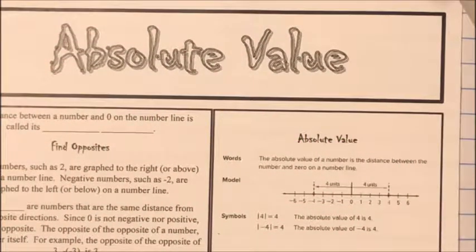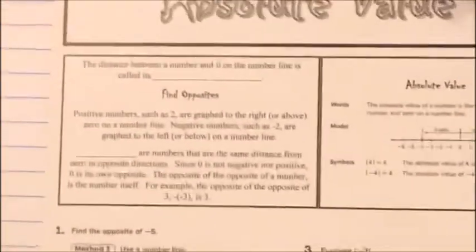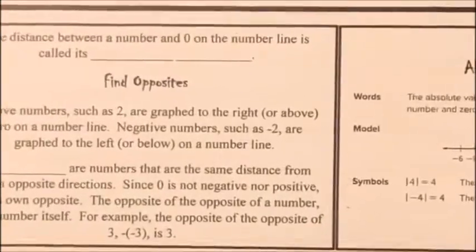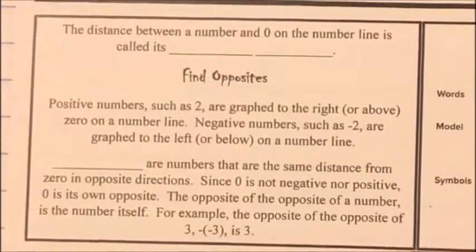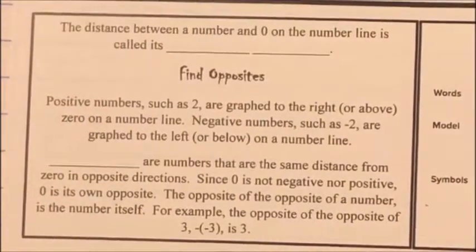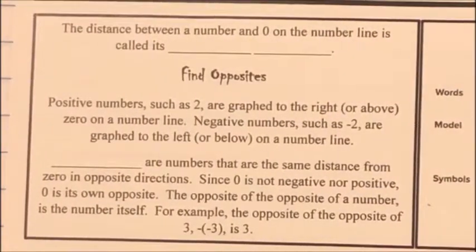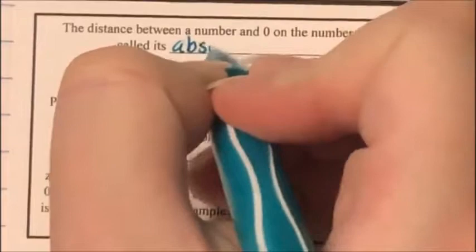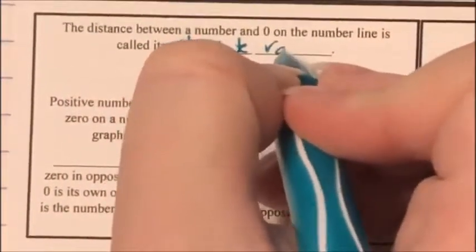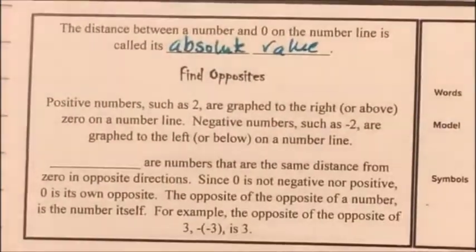This is Chapter 5, Lesson 2, Absolute Value. So the distance between a number and 0 on the number line is called its blank, blank. In those two blanks, you're going to write absolute value.